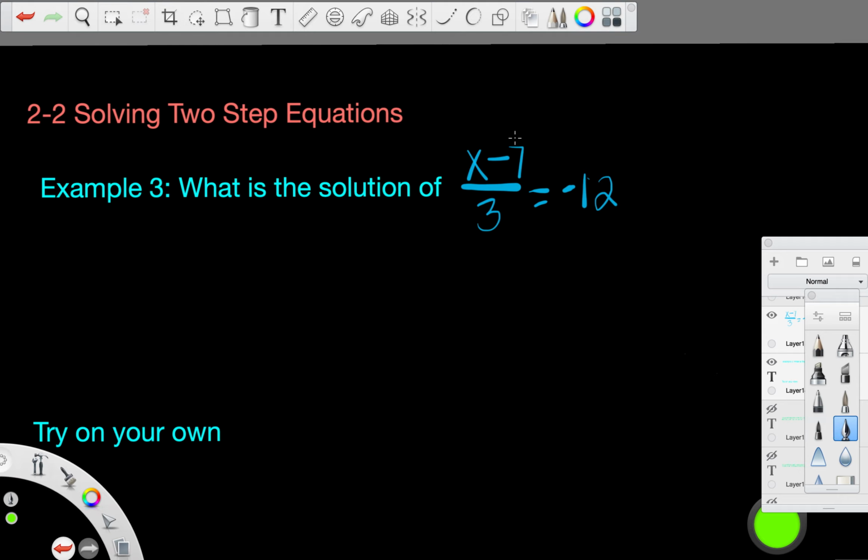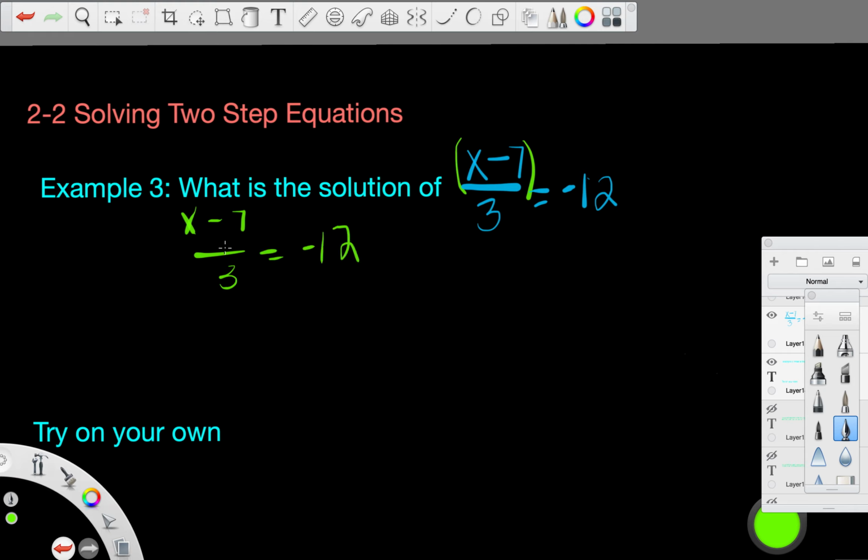So, as you can see here, guys, we have this 3 in the denominator, and we have x minus 7 in the numerator. Now, this gets a little bit confusing because it's all kind of together. So we want to think of this as 1 unit on top in the numerator. So in order to get this x alone, we need to get this 7 away, but first we need to get the 3 away. So again, I'm just going to rewrite this over here.